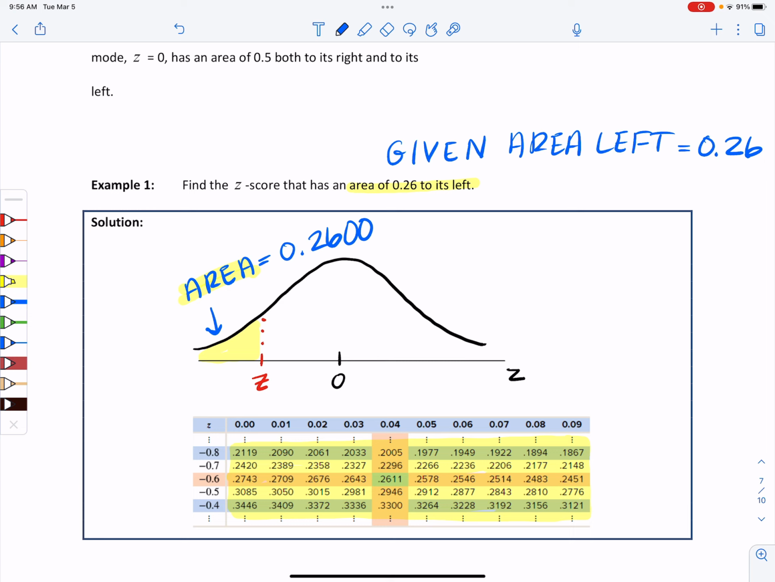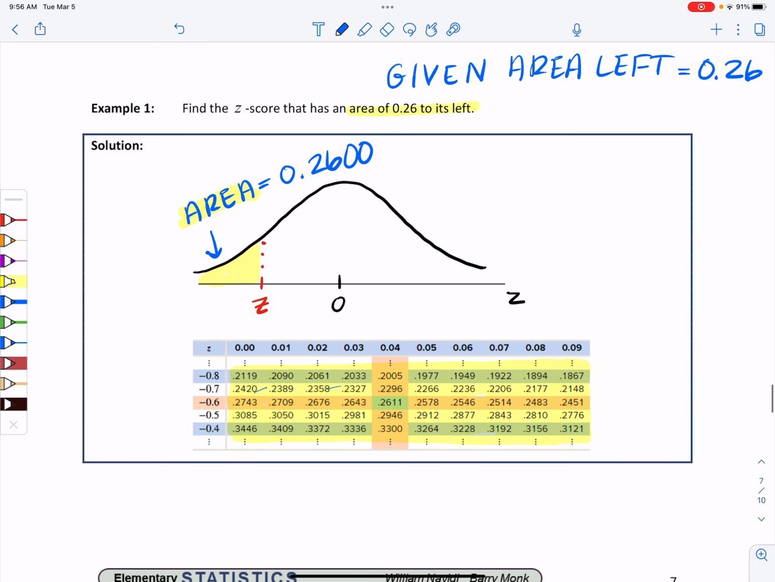The values go in order, so you just want to follow your trend. You've got 0.23, 0.24, 0.25, until I get to a point where basically I would cross 0.26. Notice if I were just following the trend here, I would get to 0.2578, and then it jumps to 0.2611. What I want, 0.2600, is in between those two. So if it's not showing here, then the exact area is not present in my table.